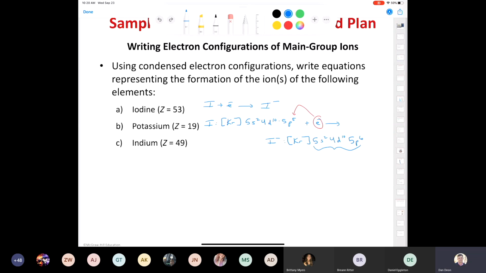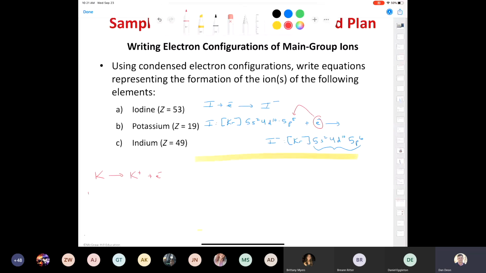Let's give the next one the old college try. It's potassium. I'll make some room here for potassium. So if we take potassium, who could tell me, would potassium want to gain or lose electrons? And if so, how many? Yeah, Aaron says lose 1. I agree. Yes, so potassium is going to become K plus an electron, because then it will be isoelectronic with argon, which is 18 electrons.